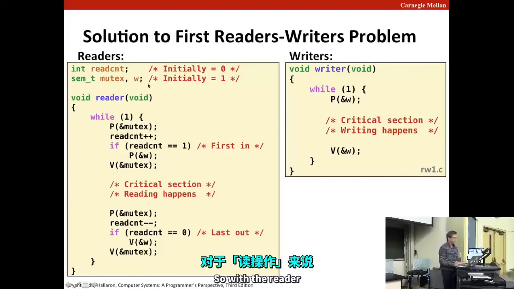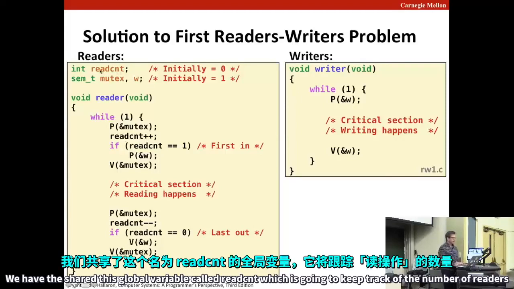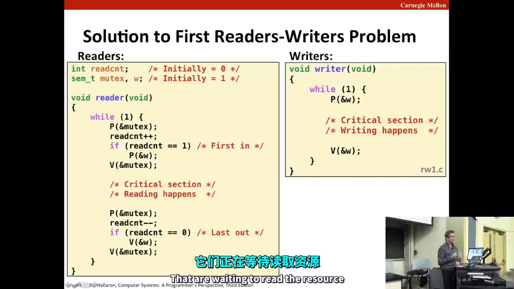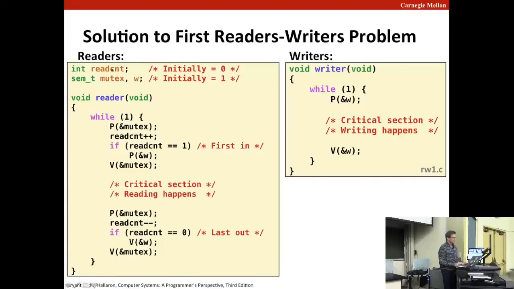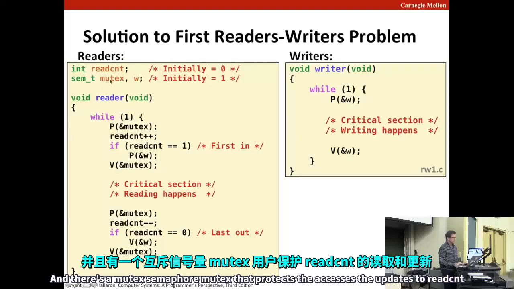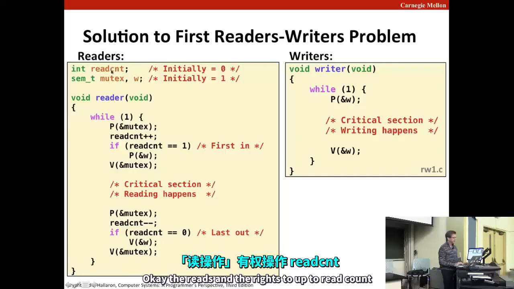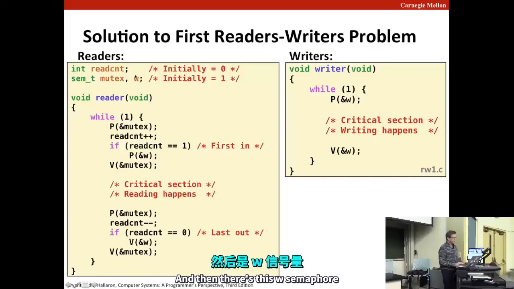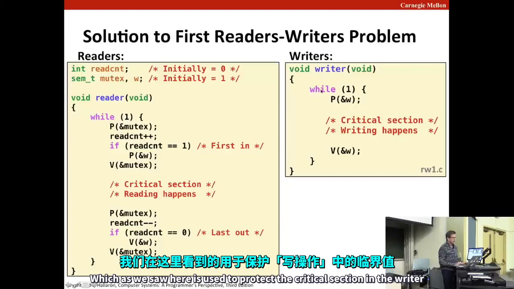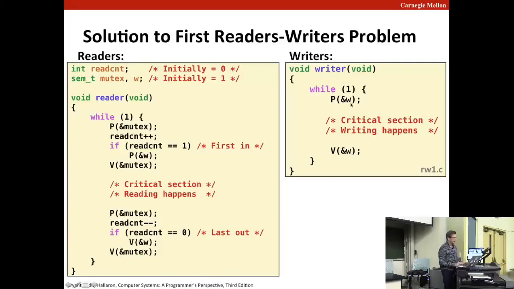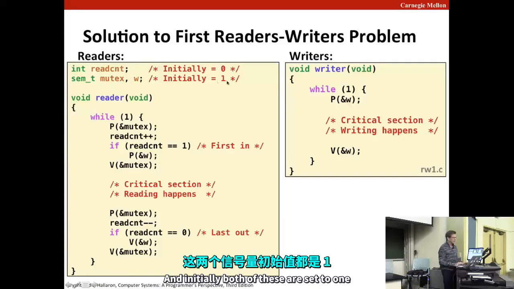Okay, now readers are a little more interesting. With the reader, we have this shared global variable called read count, which keeps track of the number of readers that are reading the resource. And there's a semaphore, mutex, that protects the accesses, the reads and the writes, to read count. And then there's this W semaphore, which, as we saw, is used to protect the critical section in the writer. Initially, both of these are set to 1.